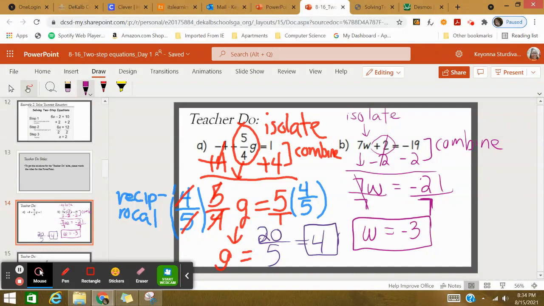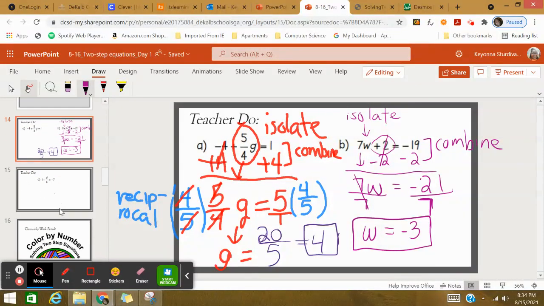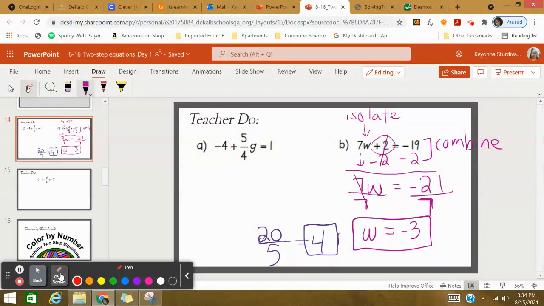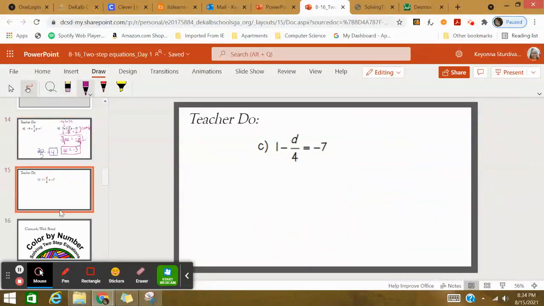Okay, and I am finished with those two examples. Switch back to the pen. Again, if you don't have these examples copied down, this is a good time to pause the video and make sure that you go ahead and copy it. Now we are looking at the last example.